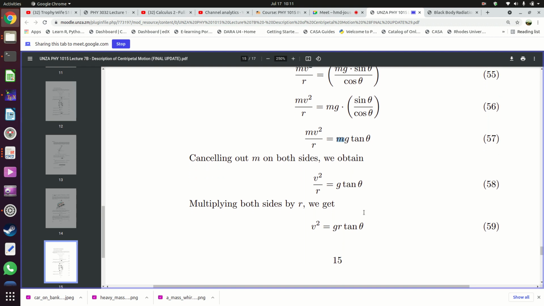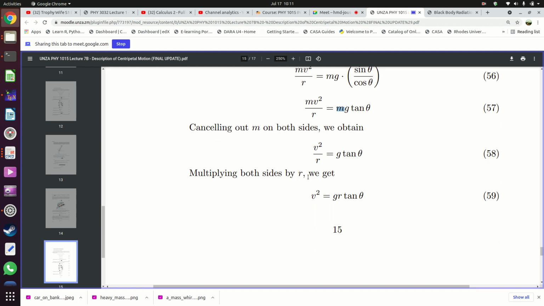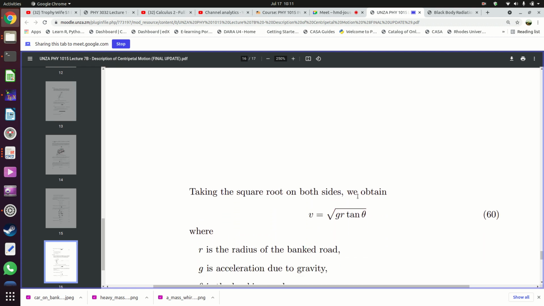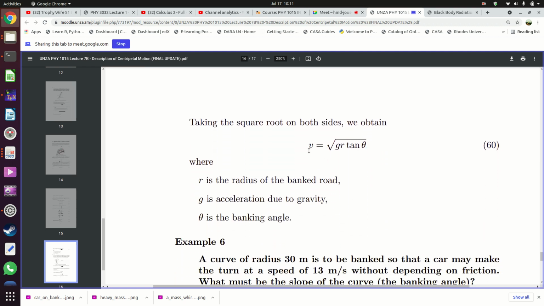Then next, when you cancel, we multiply by r on both sides. When you multiply by r on both sides, you end up having v squared is equal to gr tan theta. Then you take the square root on both sides, and you end up having v is equal to the square root of gr tan theta.